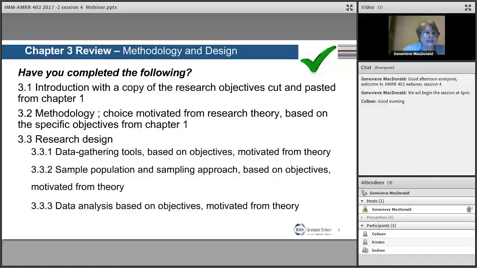Research design, again, motivated from theory, which means that if you choose to use a survey or a focus group or interviews, I expect to see theory that says what are the pros and cons of using those tools, and why that is most applicable or efficient for you to use in view of your specific objectives.